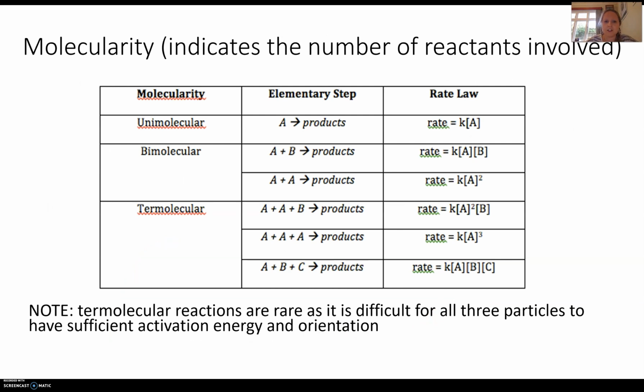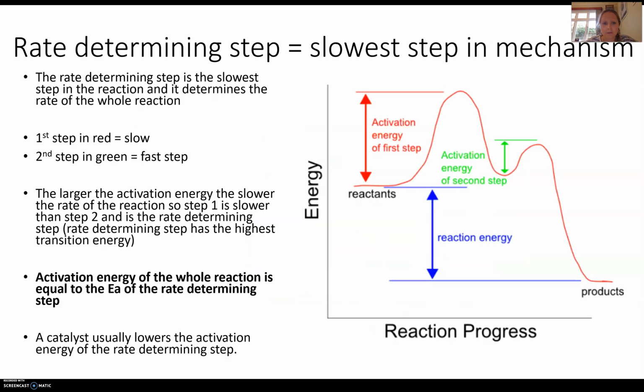So unimolecular just means there's one reactant, bimolecular means there's two, and trimolecular means there's three. Although trimolecular is not very common, because to get 3 reactant particles to the correct activation energy is a hard task. So here's an energy profile.